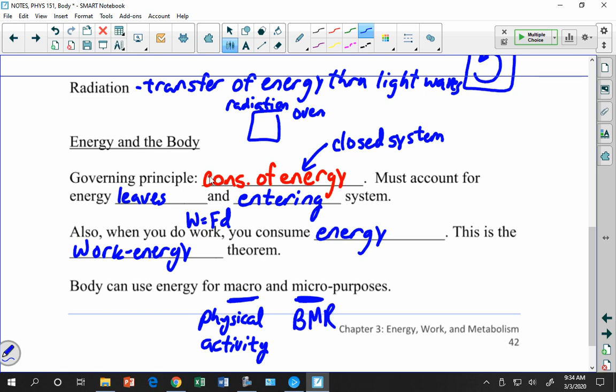I think that was on your quiz, wasn't it? Did y'all get that question right? Basal metabolic rate, right? That's your basal metabolic rate.